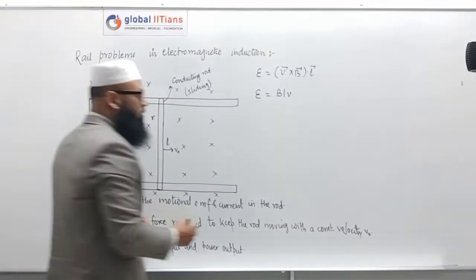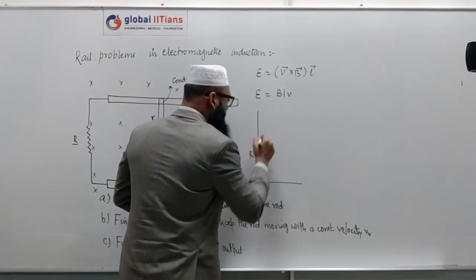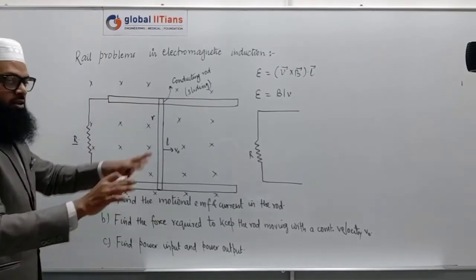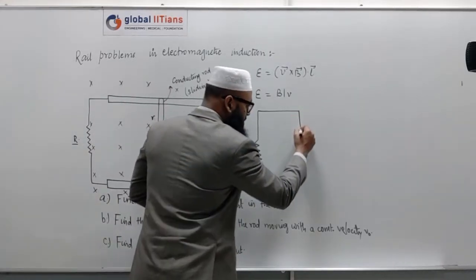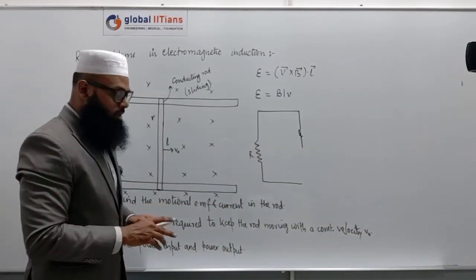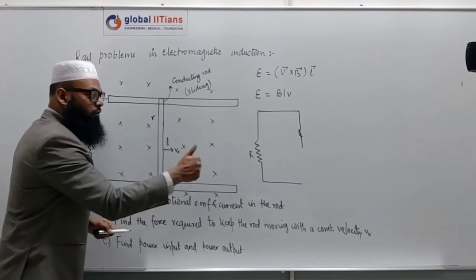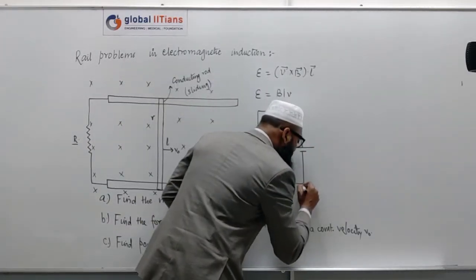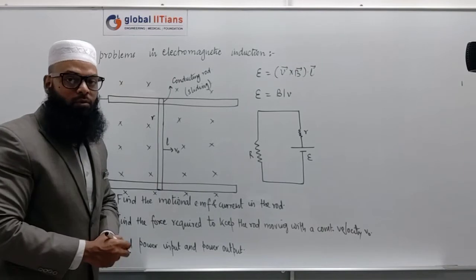That means we can redraw the circuit like this. This was your external resistance capital R. These are the conducting wires, and these rails are some conductor. This rod has a length L with internal resistance small r, and then the battery is going to be upside down. V cross B gives you the direction of induced current. V is in this direction, B is inwards, so V cross B is in the upward direction. That means the positive terminal has to be upwards and the negative terminal downwards. So this is small r, this is capital R, and this is E, the EMF induced in the battery.